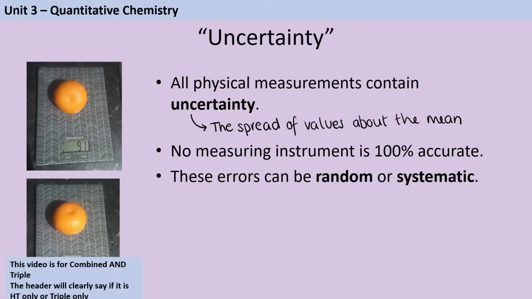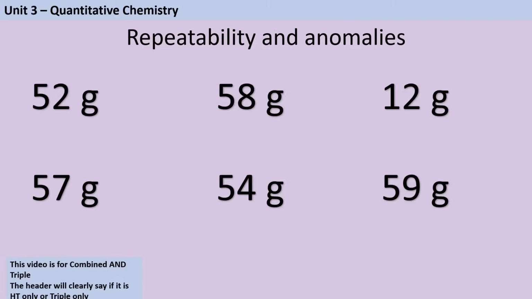So to solve random errors, you take lots of repeat readings, get rid of any anomalies, and then calculate a mean. So say if I had this data from an experiment, I'd go, oh, that one there is an anomaly, because it's very, very different to all the rest of the numbers. So I would get rid of it before I did any of my calculations.